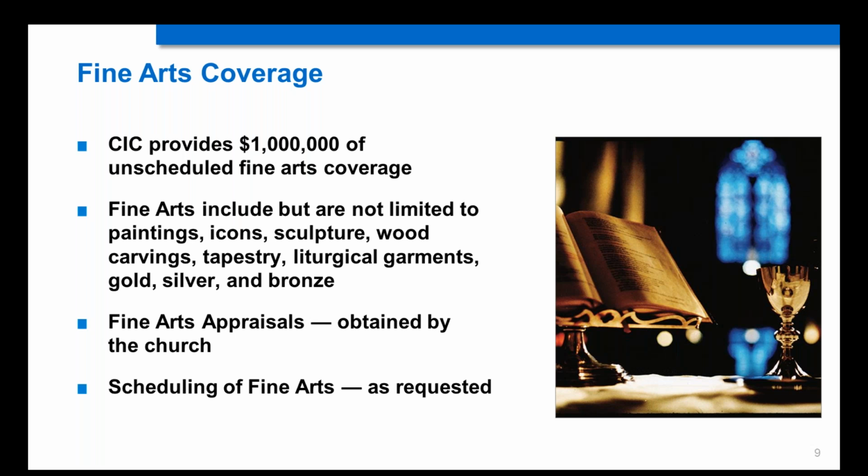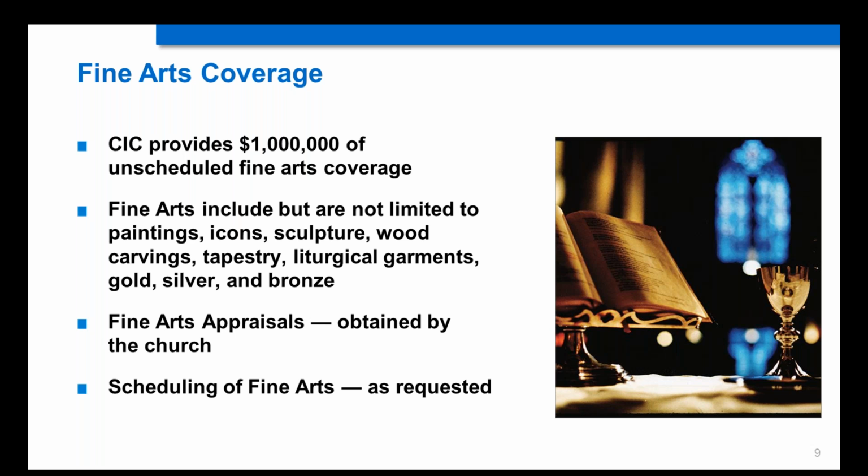This is a little different than what you may know about in the homeowner's world, where you schedule things. You may schedule a diamond ring specifically on a policy and say, hey, this diamond ring is worth $5,000. In the event of a loss, I would like $5,000. And you basically settle the claim before it happens. We do have the ability to schedule fine arts as requested.